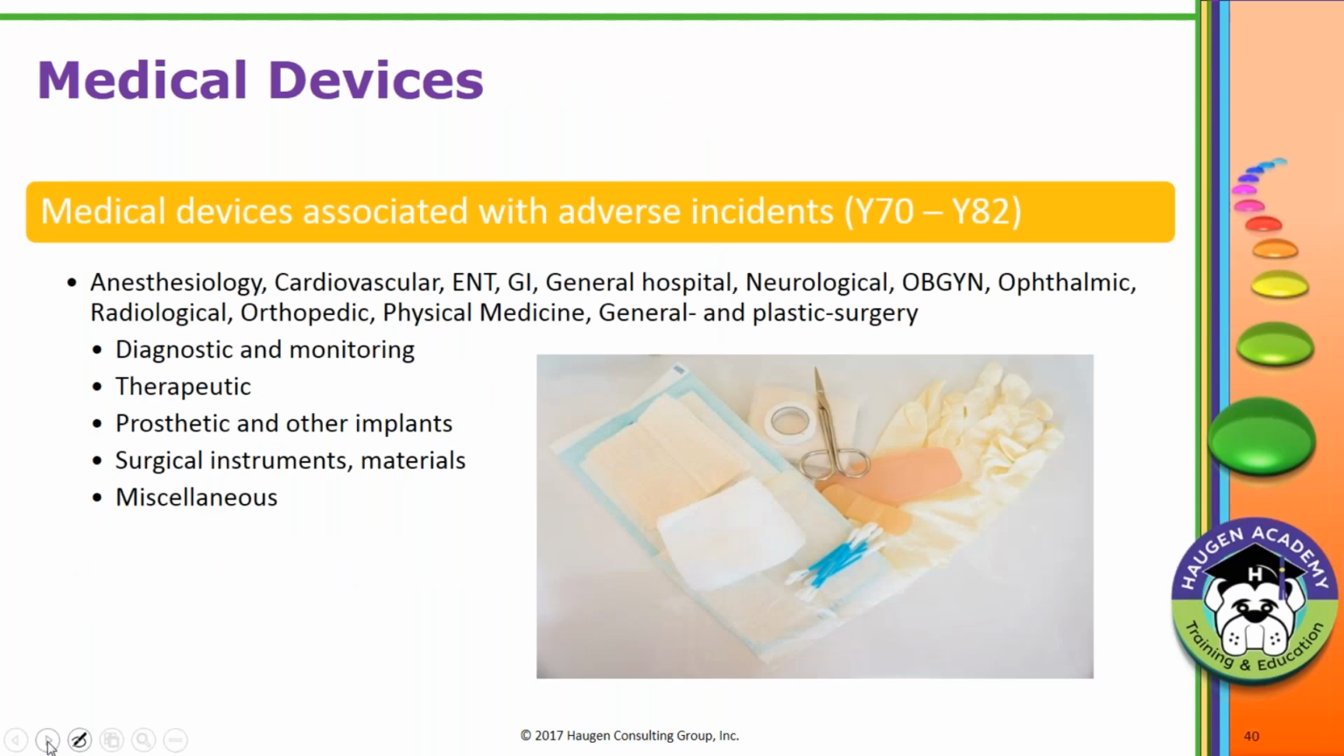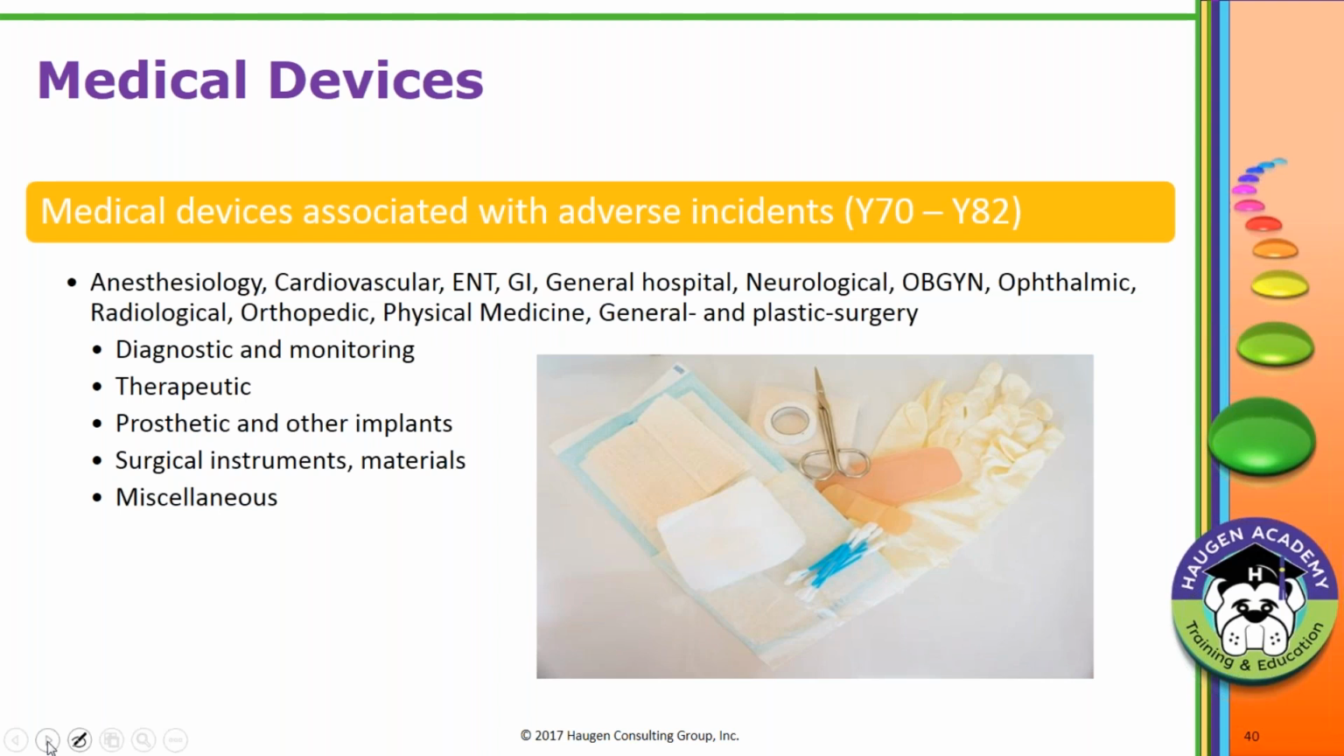There is also this whole section in the back, Y70 through Y82, that covers medical devices associated with an adverse incident in diagnostic and therapeutic use. What's interesting is when you go to this section, each of these categories of codes has its own specialty. For example, there's the anesthesiology section, and it'll have codes for diagnostic and monitoring, therapeutic, prosthetic, surgical instruments, and miscellaneous. Then beyond that, it'll have cardiovascular, and go down those five bullets again with the diagnostic, monitoring, therapeutic, and so on and so forth. So each specialty has its own little area specific to them.